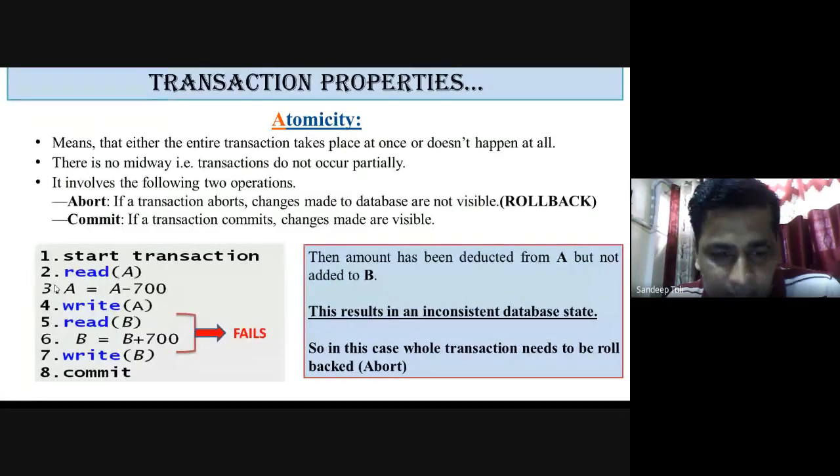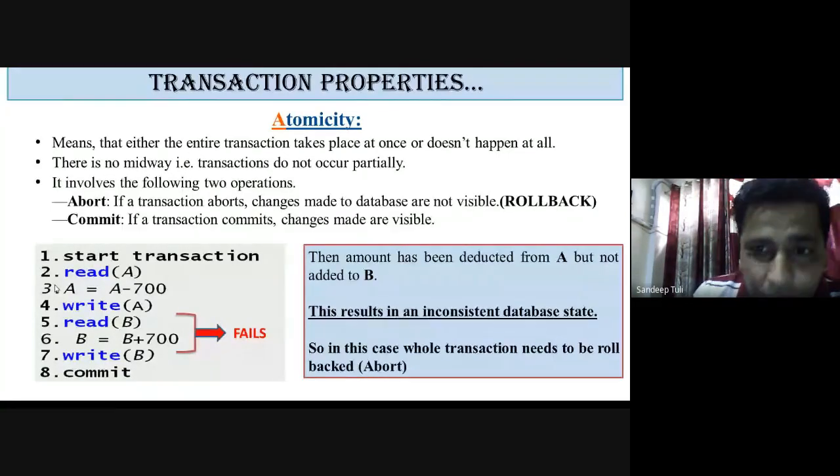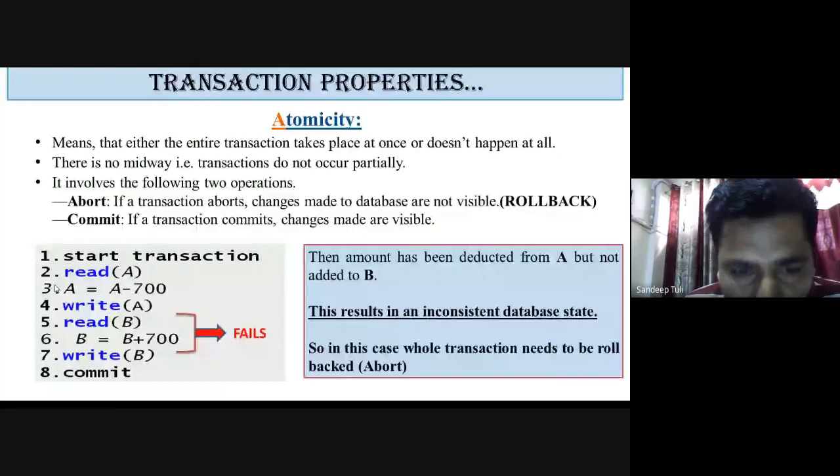That's why I said previously in the second slide that all should be made all together. We saw a definition at the end: all must be all together. So this is the meaning of atomicity: either the entire transaction takes place or it does not happen at all. Is it clear to all now? What does atomicity mean?